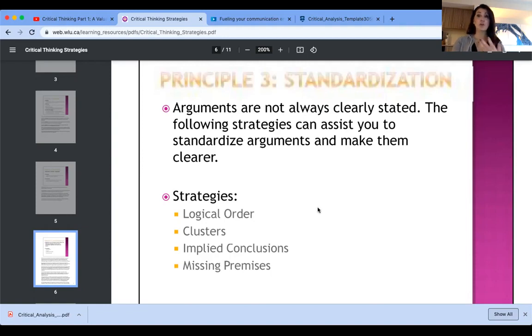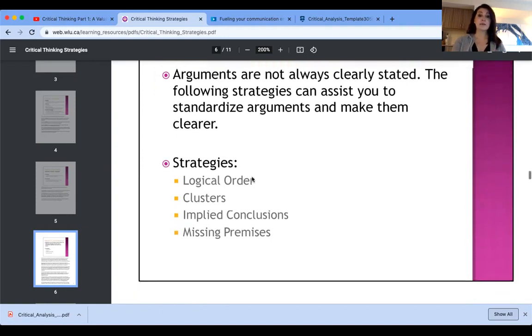Standardization, to keep your logic and premises standardized, you need to have the logical order. You need to cluster. Clustering, we learned about this skill. You need to have a centered idea, and then you need to drive other ideas out of that. That is called clustering. An implied conclusion based on the facts and reasons and pieces of evidence that I have, I need to imply and get the good conclusion.